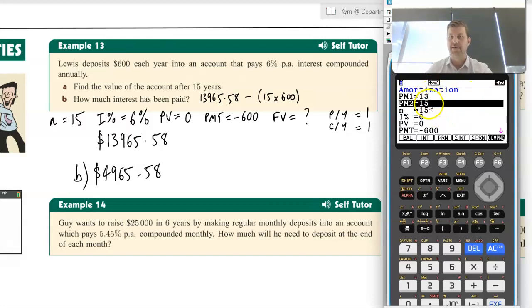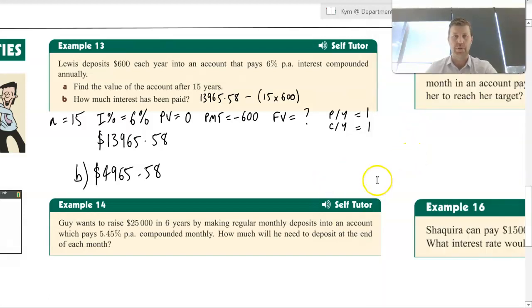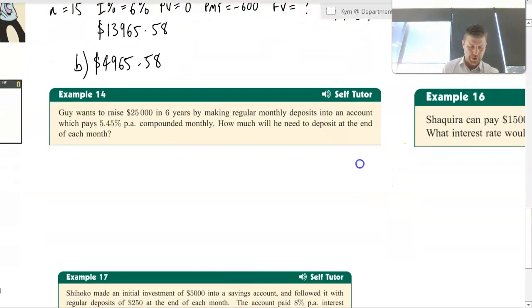Now, I know the difference between 15 and 13 is only 2, but these are inclusive of those years. So in years 13, 14, and 15, how much interest did I earn in those 3 years? Okay, so if I press the sum of all the interest in those 3 years, F4, it will tell me that the interest earned in those last 3 years is $2,043.62 to the nearest cent. Okay, so a little bit of a hint there, something to be careful of when you're using that function to work out the sum of all the interest. Anyway, moving on to the second example here.